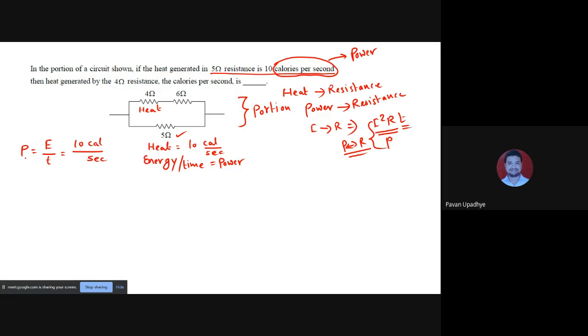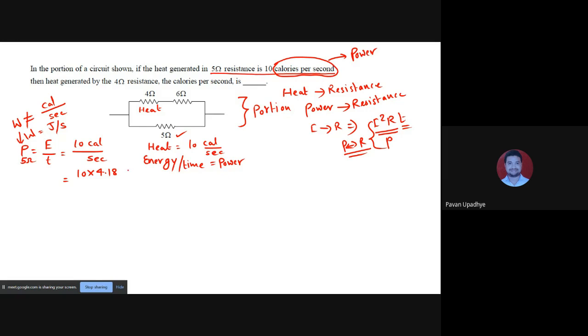So power in case of 5 ohm, I am writing 5 ohm as suffix to P. So power absorbed by 5 ohm, we can say, is given as 10 calorie per second. But we have got the unit of power as watt, and watt is not equal to calorie per second. Watt is equal to joule per second. So the simplest thing that can be done is 10 into calorie converted to joule. We know that it is 4.18.